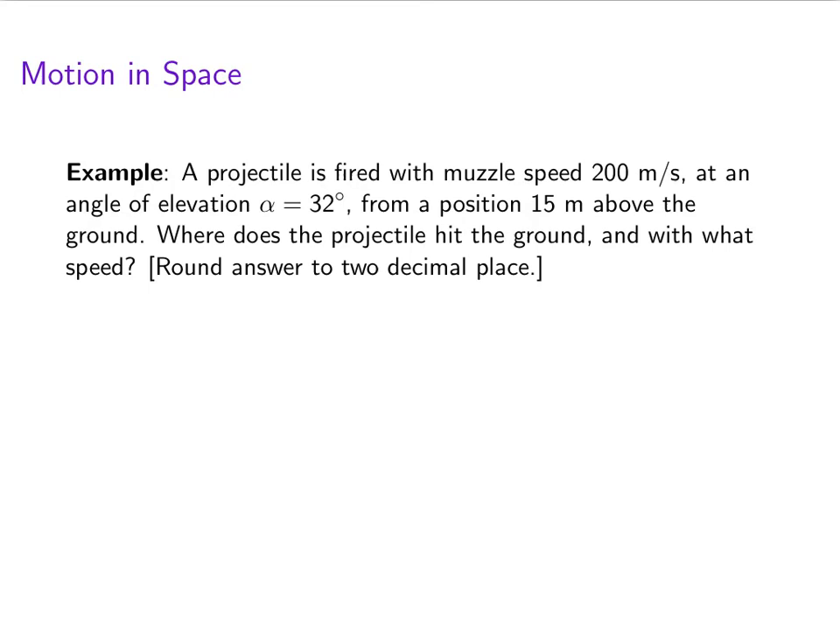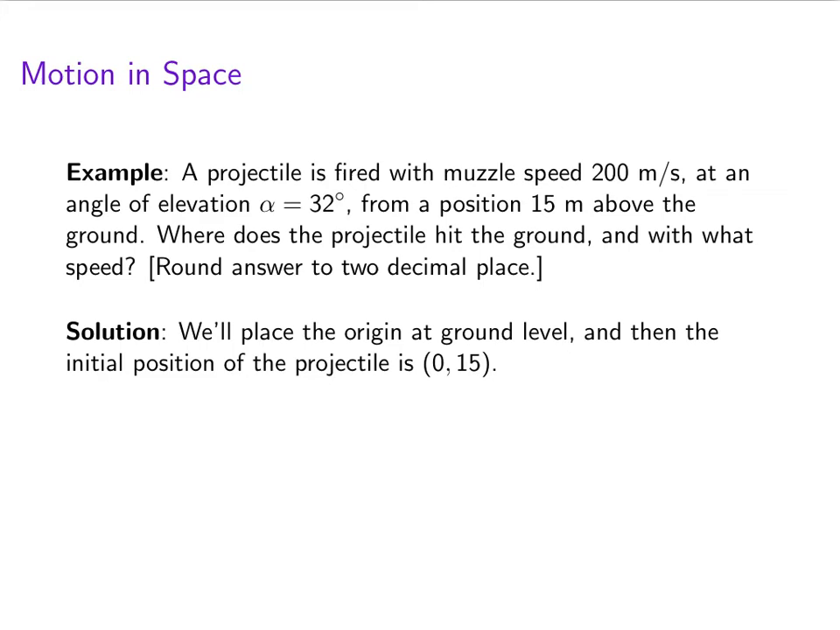Hello, calculus fans. Let's say we have a projectile which is fired with a muzzle speed of 200 meters per second. So that's the speed at which it leaves the firing mechanism, at an angle of 32 degrees from the ground. The firing position is going to be 15 meters above the ground, and we want to know where the projectile hits the ground and with what speed. Let's go ahead and round all of our answers to 2 decimal places.